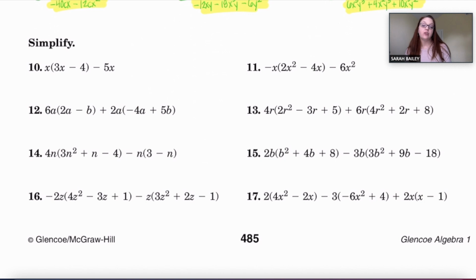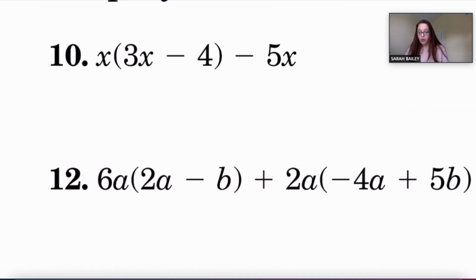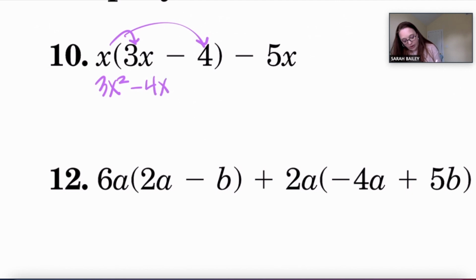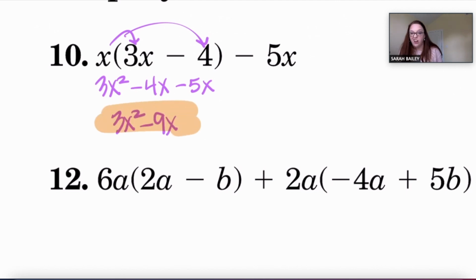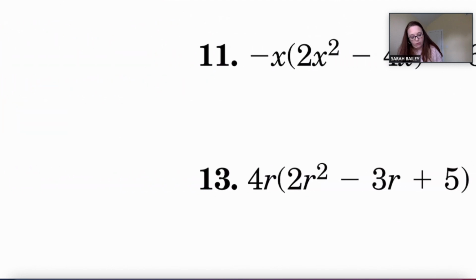So what's going to happen here is you're going to have to multiply a monomial and a polynomial, and then you'll have to combine like terms to simplify. Okay, so let's look at number 10. So first, I'm going to distribute that x. So that would be 3x squared minus 4x, then bring down that minus 5x. Now I can combine my like terms. So negative 4x minus 5x is negative 9x. So I get 3x squared minus 9x. That's it.